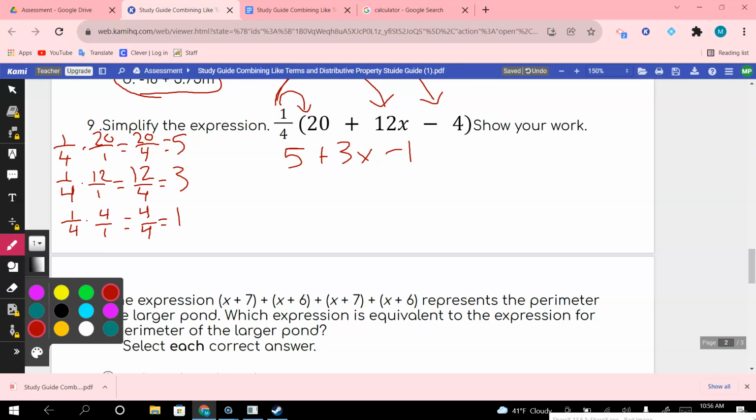Okay, our constants are the same, so we do need to combine those. So 5 and negative 1, positive 5, negative 1, different signs. Subtract, keep the positive sign because it has a greater absolute value. So our answer would be 3x plus 4 because we write our expression with the variable number first.